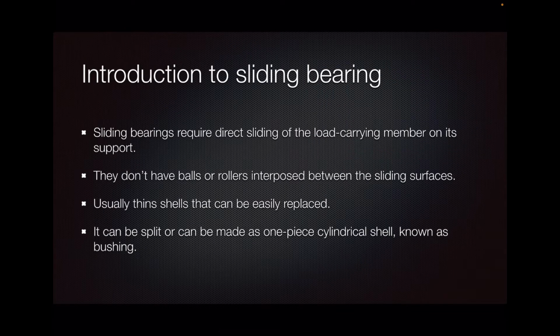And for introduction to sliding bearings, they require direct sliding of load-carrying members on its board. They don't have balls or rollers interposed between the sliding surface. Usually, there are thin shells that can be easily replaced. It can be split or can be made as one-piece cylindrical shell, known as bushing.